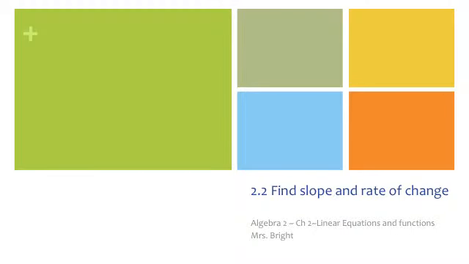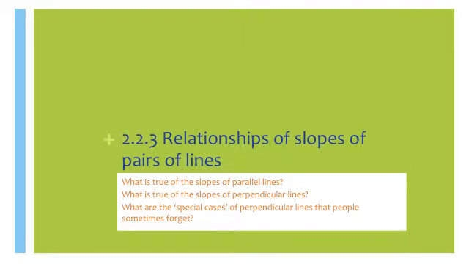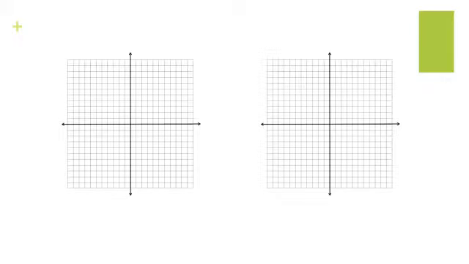2.2, find slope and rate of change. This time it's going to be relationships of pairs of lines. Parallel lines, perpendicular lines, and then what's that special case? So first let's talk about parallel lines.